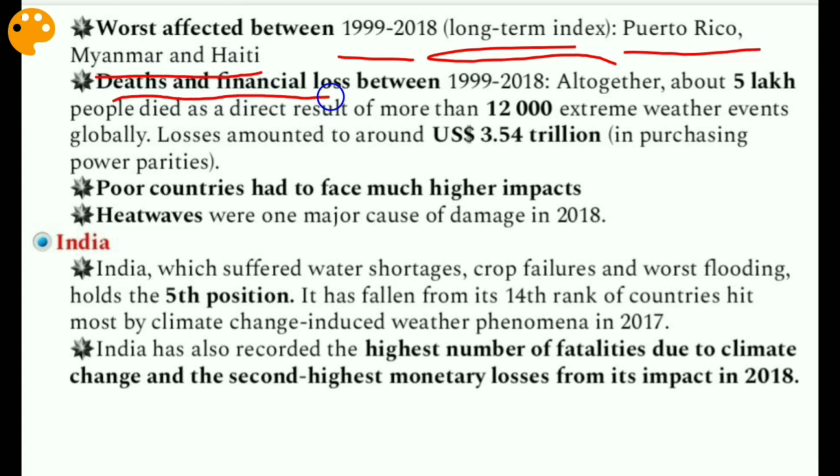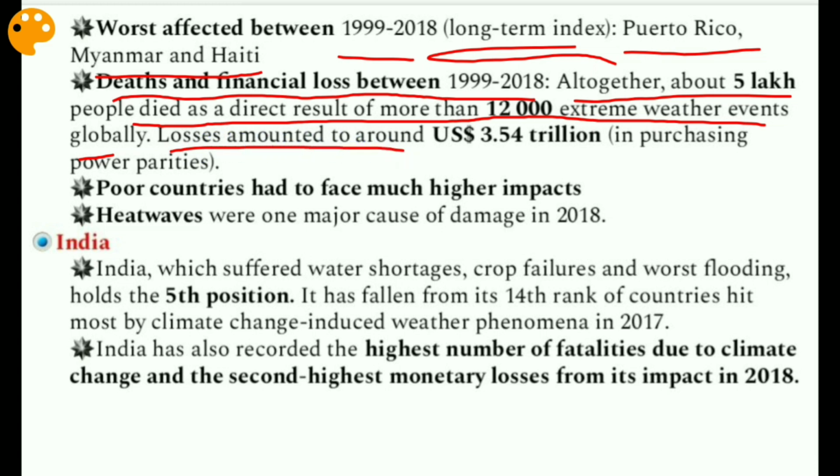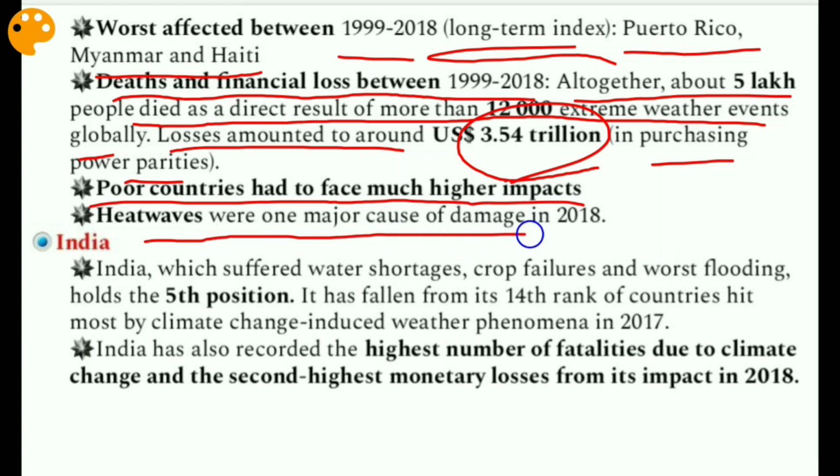Deaths and financial loss between 1999 to 2018: altogether, about 5 lakh people died as a direct result of more than 12,000 extreme weather events globally. Losses amounted to around $3.54 trillion in purchasing power parity. It is so high. Poor countries had to face a much higher impact. Heat waves were one major cause of damage in 2018.